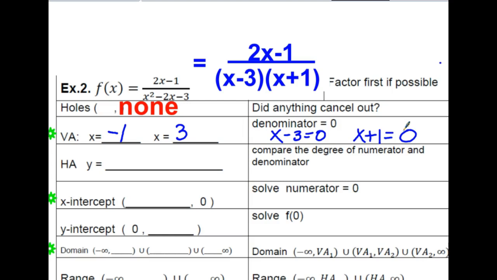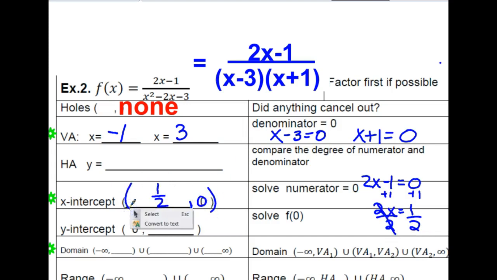To find the x-intercept, you take the numerator and put it equal to 0. How do you solve that? 2x equals 1, divide by 2. What's the x-intercept? That's a point on the graph.